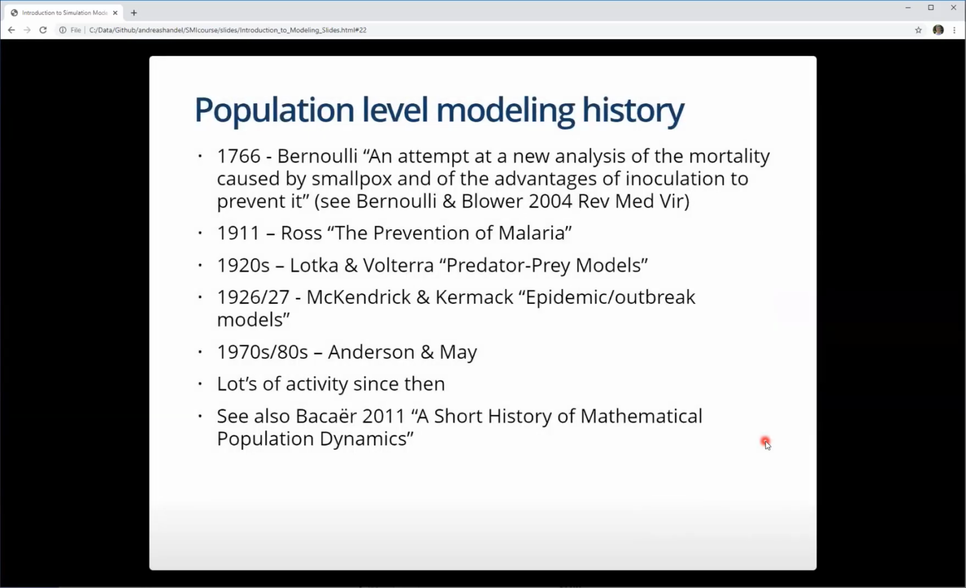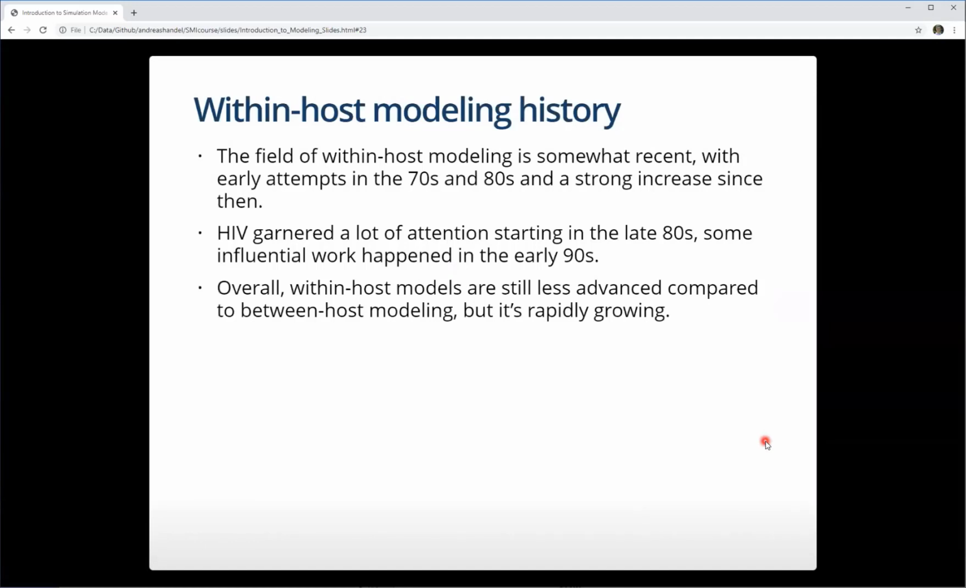As I mentioned, population level modeling is much older, several hundred years now, with Bernoulli. It's actually a very nice paper if you're interested in reading it. Sally Blower republished the paper with commentary in 2004. So you can take a look there. And then definitely over the last 100+ years, a good bit of activity. Within host modeling is much more recent, kind of started in the 70s, 80s, but since then has seen a lot of rapid increase, both in terms of how sophisticated the models are and the quality of the data. So it's definitely been catching up quickly with the population level modeling.